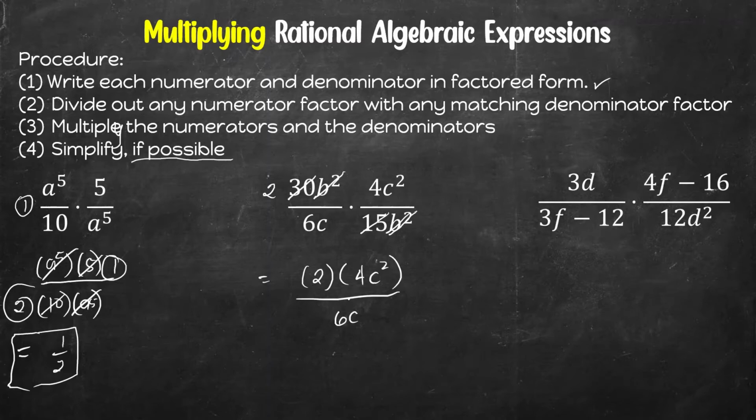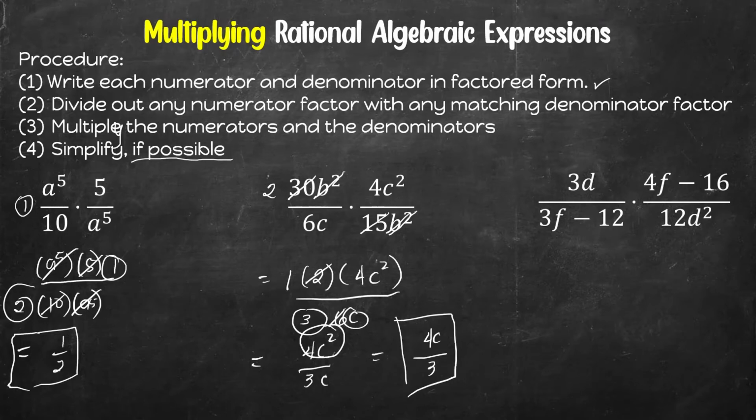But as you notice, si 2 at si 6 are both divisible by 2. Tama? So, that means 2 divided by 2 is 1. So, 1 na lang natira dito. And 6 divided by 2 is 3. So, our answer will become 1 times 4c squared is 4c squared na lang. And then, lagay natin si 3 at c. Next, si c squared at si c, pwede pa nating i-divide. They are both divisible by c. So, si 4c squared magiging 4c na lang. Si 3c magiging 3 na lang. So, this will be our final answer.